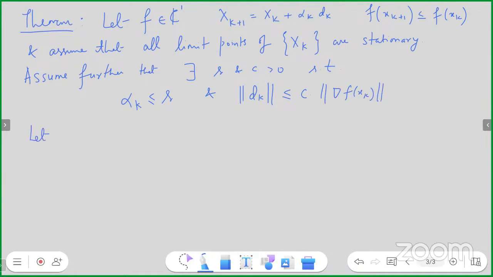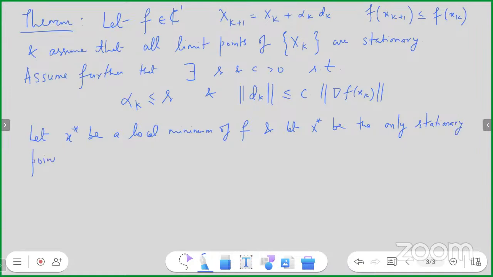Now let x star be a local minimum of f, and let x star be the only stationary point in some neighborhood of x star.